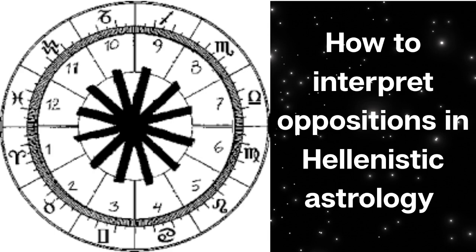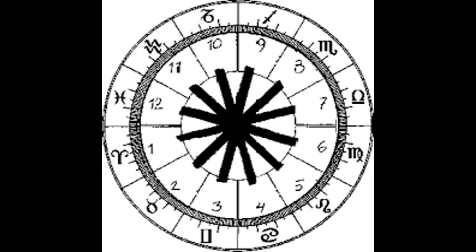Hello, my dear friends. Today I'm starting a series of videos about oppositions, how to interpret oppositions in Hellenistic astrology. Oppositions are one of the most important aspects in astrology, forming a direct 180-degree relationship between two planets, two or more planets, because we can also have a stellium.